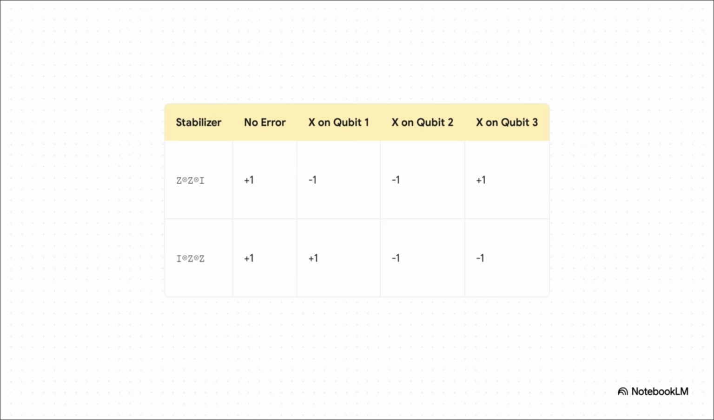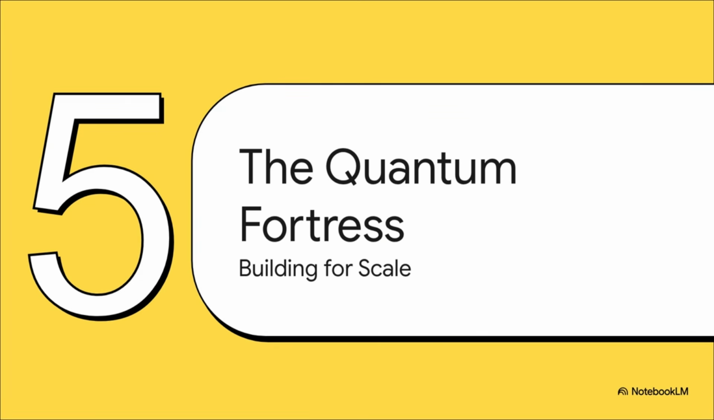So we have a system, we have a rulebook, but the challenges don't just stop there. As we start building bigger and bigger quantum circuits, we have to worry about how errors can spread and combine. This means that we have to graduate from simple codes to building something truly massive and clever: quantum fortresses.